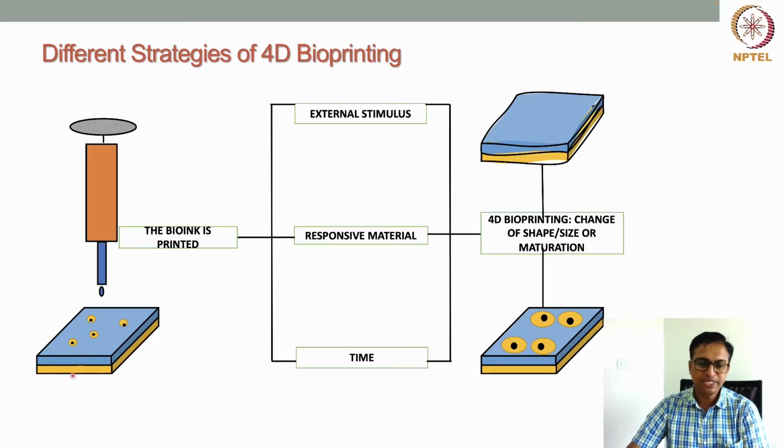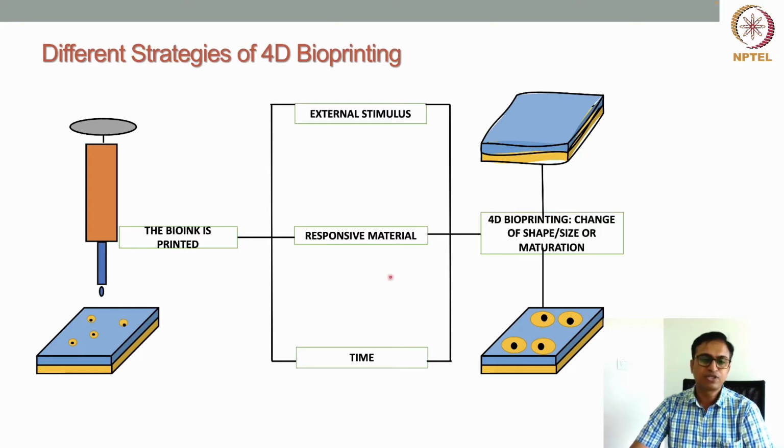Now suppose after printing, these structures are subjected to different external stimuli, right? When a particular external stimulus is given, then this structure can change its shape, size, or volume. So anything can get changed. The structure can bend, or can get rotated, or different types of changes can happen. So that can be one particular strategy for 4D bioprinting.